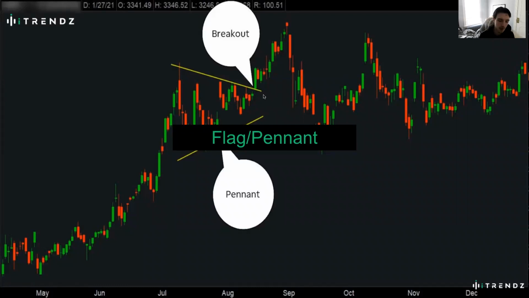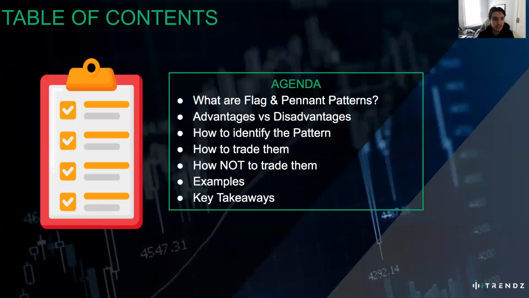Zach here from iTrendz. We are going to be talking about flags and pennants today. How to trade them, advantages, disadvantages. How we can identify them. How we can trade and not trade them. Some examples and also some key takeaways.